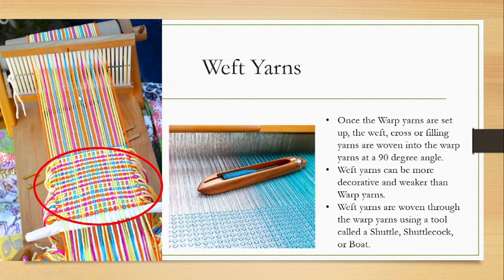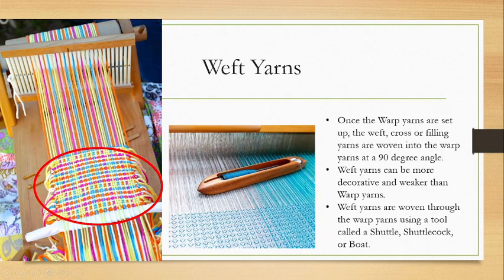Now once those warp yarns have been set up, here they are, these ones are the warp yarns, the weft yarns can be inserted in and interlaced between the warp yarns. They come in at a 90-degree angle and lace in an over-under pattern. Depending on the weave, that over-under pattern is going to change, as we'll learn. But they go over-under, over-under, over-under, and then get pushed down into the actual fabric.